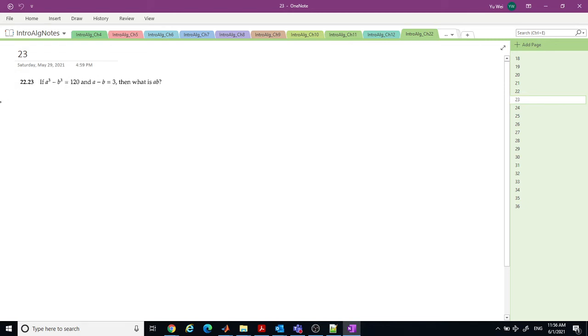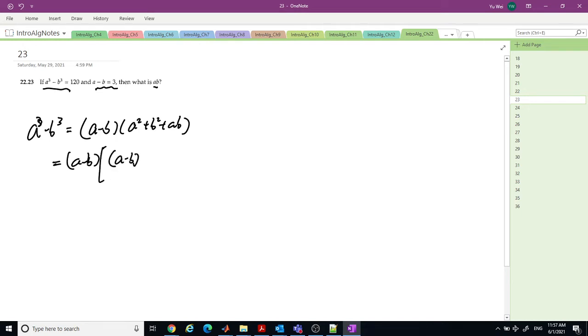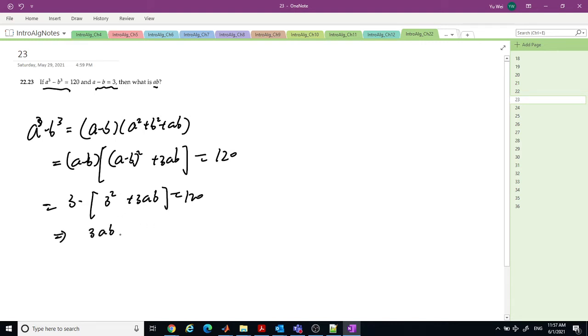Next, we know a minus b is this. We want to solve for ab. We also know this: a cubed minus b cubed, the difference of cubes, is a minus b times a squared plus b squared plus ab. Then we can further do a minus b squared, then minus 2ab, so we need to plus 3ab, then equals 120. So now let's put in 3: 3 squared plus 3ab is equal to 120. So then we know 3ab plus 9 is equal to 40, right? Now you can see ab is 31 over 3.